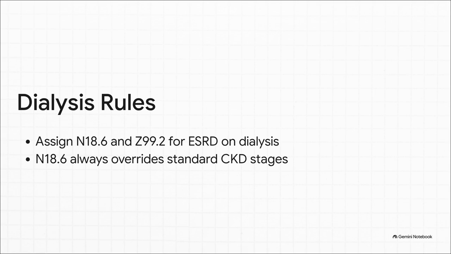Building on that, when you do assign N18.6 for an ESRD patient on dialysis, you absolutely must remember to pair it with Z99.2. That Z code captures the actual dependence on renal dialysis.